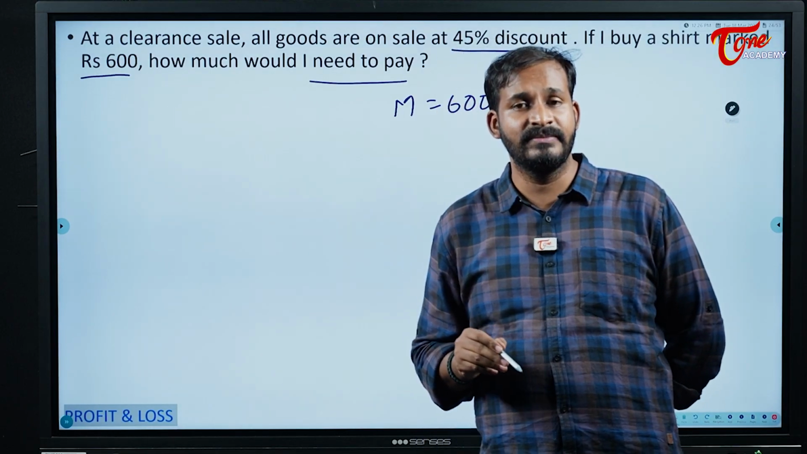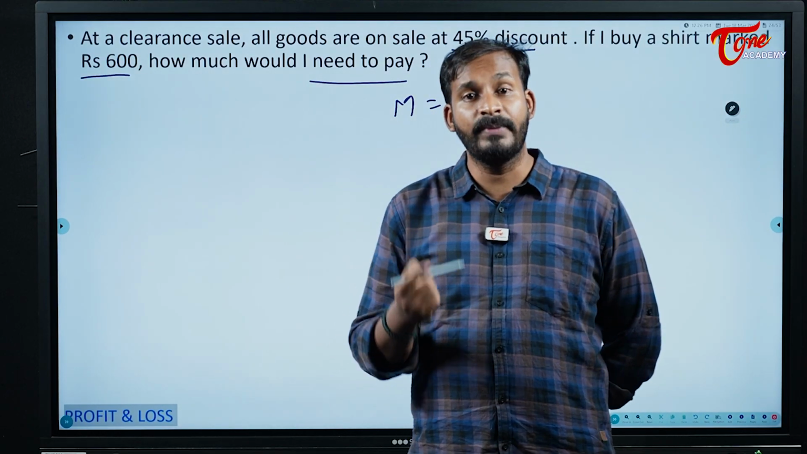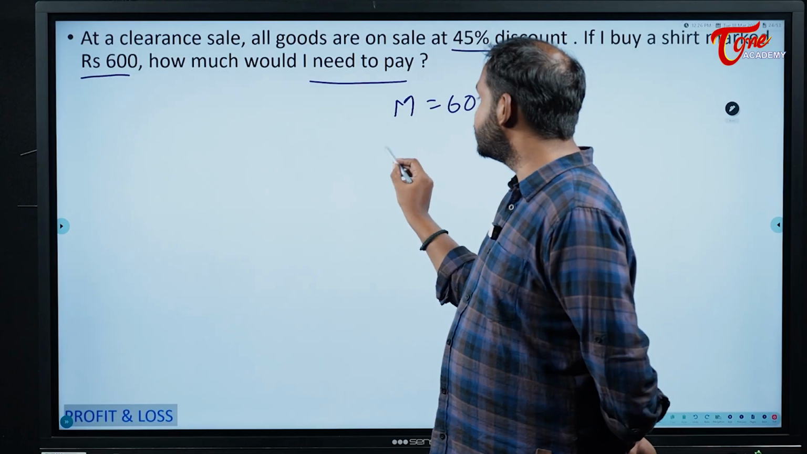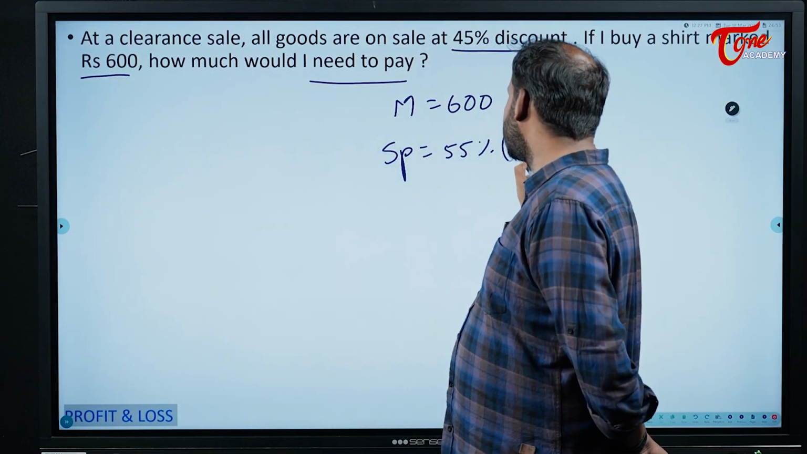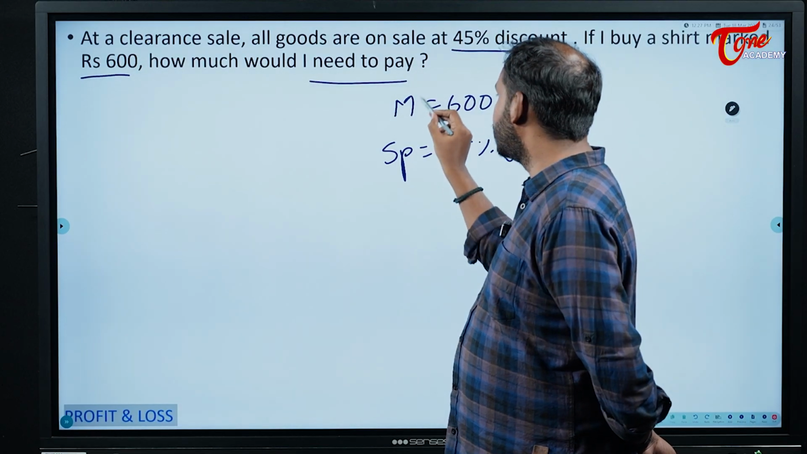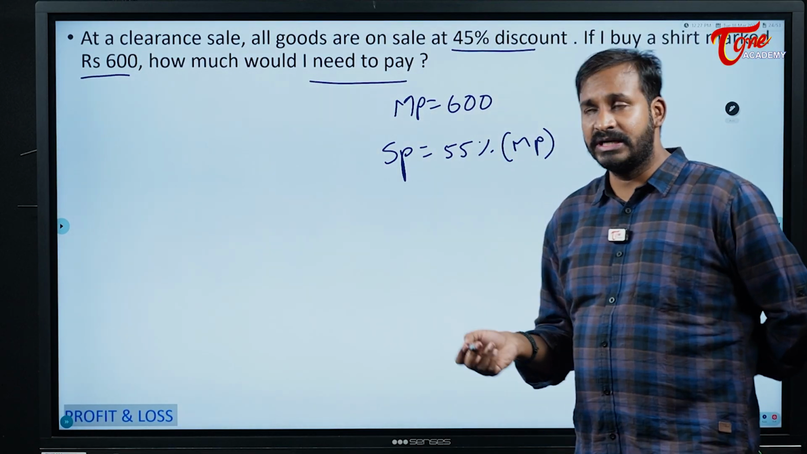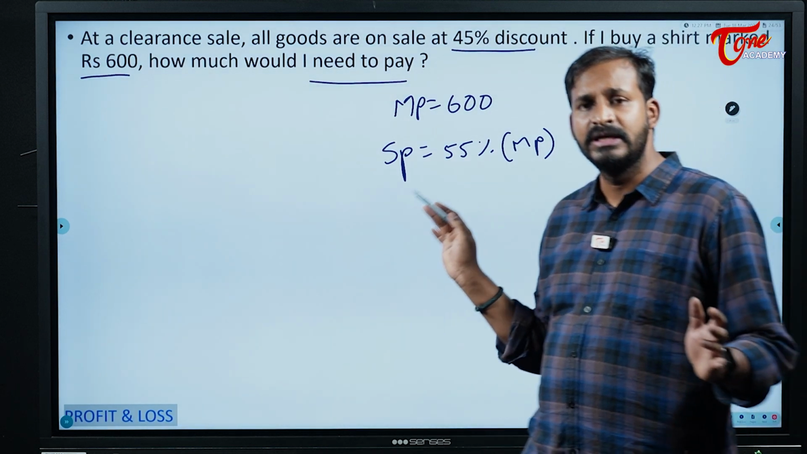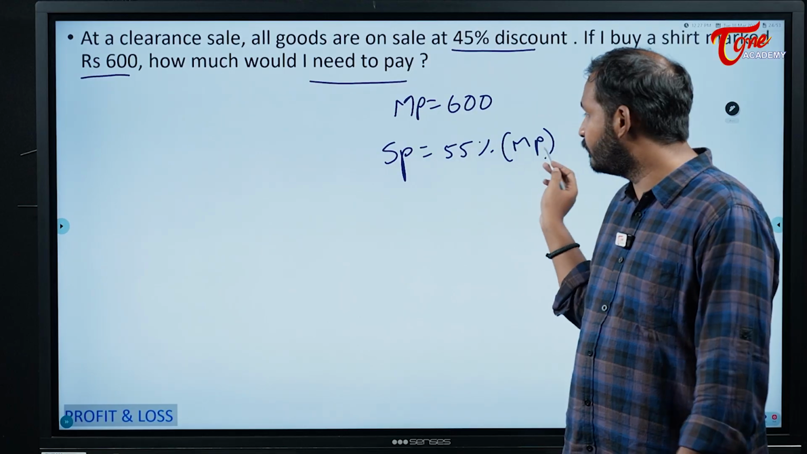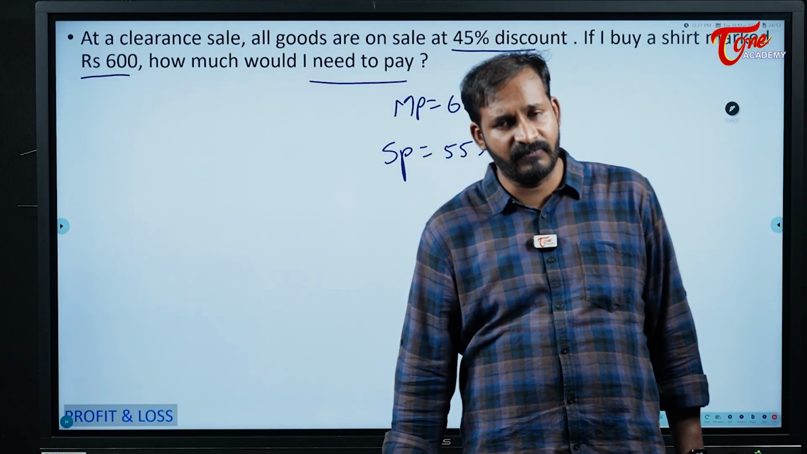Discount of 45% means how much do I need to pay? I need to pay 55%. That means selling price will become what here? 55% of marked price. Marked price is here 600. Why? Because discount of 45% means I should take 45% from this. Out of 100%, if you take out 45%, what do you need to pay? You need to pay 55% of marked price.